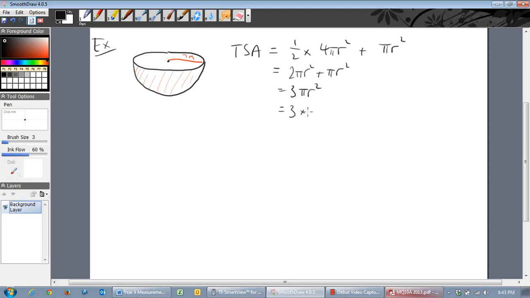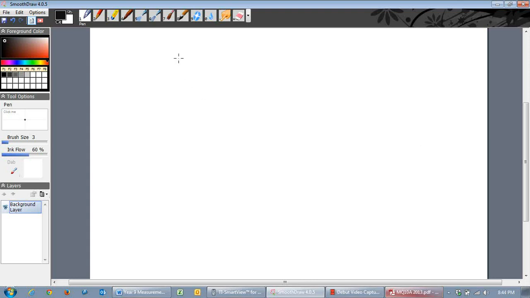Equals 3 times pi times the radius 7 squared, and 7 squared is 49. 49 times 3 is 147. I should have been able to do that in my head. It's just 50 times 3 minus 3. 147 pi. There's your answer. 147 pi, and we're in meters squared. Done. Total surface area of half of an apple. Okay, let's do another example.